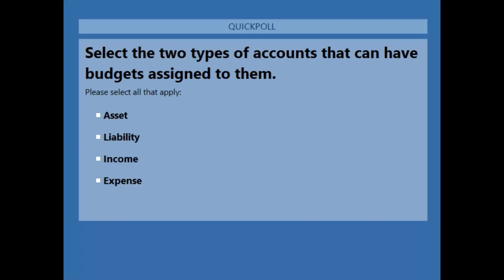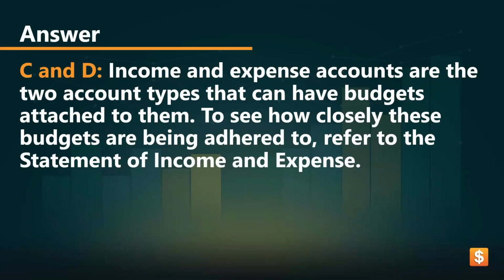Our third question is multiple choice, where you get to select two types of accounts that actually have budgets, whether it's asset, liability, income, or expense. And everybody is on top of the game as usual. And it is income and expense accounts, as they are not the ones that carry over. And so if you ever needed to see how closely their budgets are being adhered to, you can always look at the statement of income and expense.